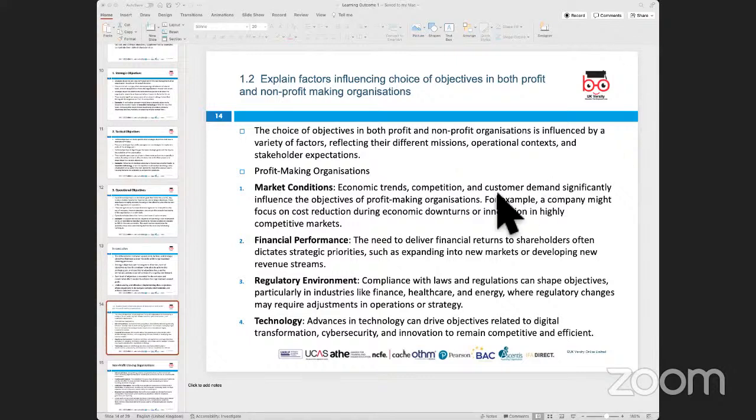Now, when we talk about profit making organizations, let's look at a few examples. What is an example of a profit making organization? It could be McDonald's, for example. Subway. You look at retail outlets like Marks and Spencer, Tesco, Sainsbury.